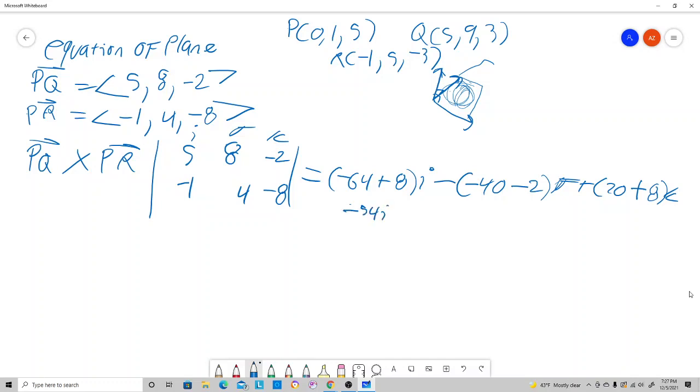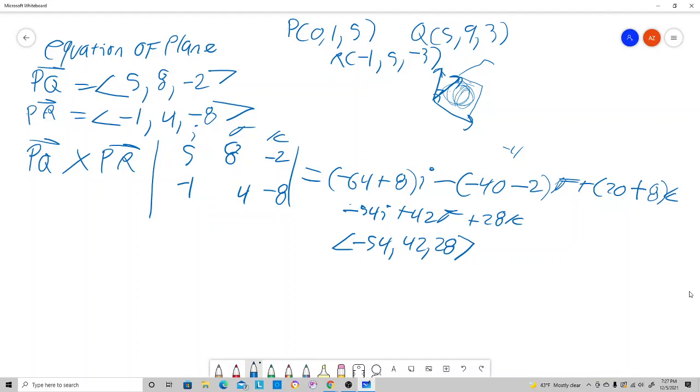Okay, so now we have -56 I become -42, and then plus 42J plus 28K. Okay, so now that's our normal vector, and I like it in this format better instead of the IJK. So -54, 42, 28.